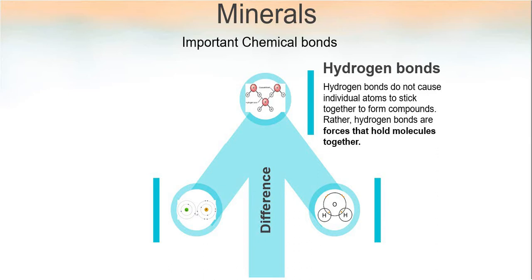Kaya siya nasa unang-una types ng chemical bonds na i-discuss ko, because hydrogen bond is naiiba sa dalawang types ng chemical bond. Hindi siya yung nagkukos ng atom para magdikit. Rather, siya yung force para mag-hold. So, hindi siya magdidikit ng atoms, pero mag-hold siya ng atoms, ng molecules.